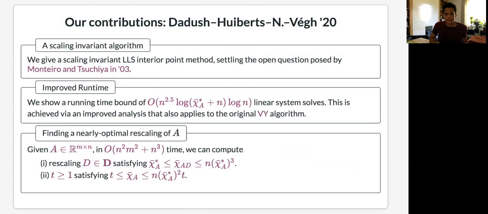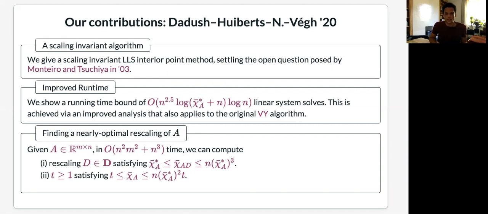What are our contributions? Our contributions are that we find a scaling invariant algorithm, a layered least squares method for interior point methods, and by that settling an open question posed by Monteiro and Tsuchiya. Furthermore, we improve the runtime. We show that the number of linear system solves we need is only n to the 2.5 and additional log factors, including chi bar star, as opposed to n to the 3.5, which was the runtime for the original Vavasis and Ye algorithm. And furthermore, we find nearly optimal rescaling of the constraint matrix A.